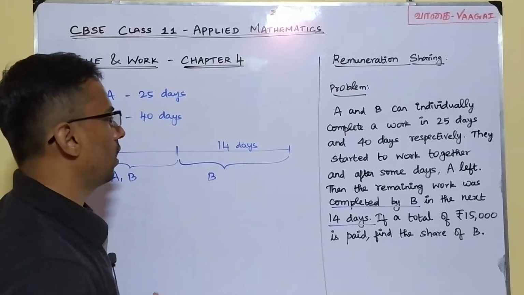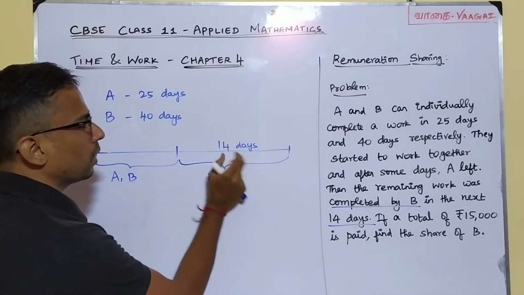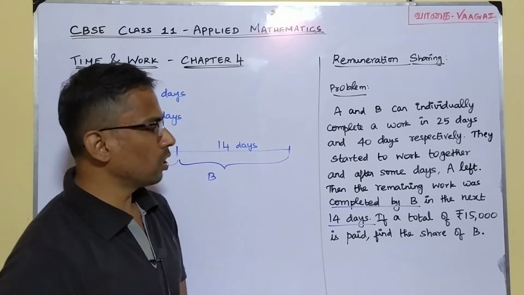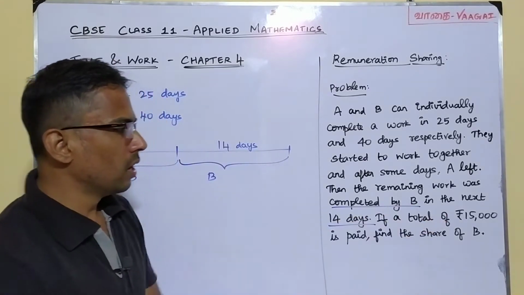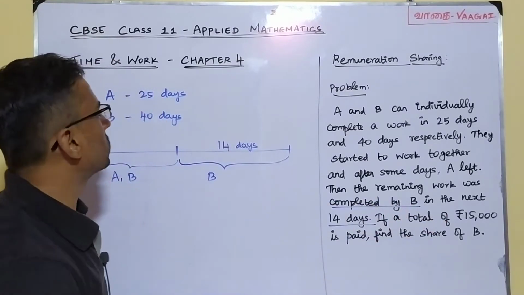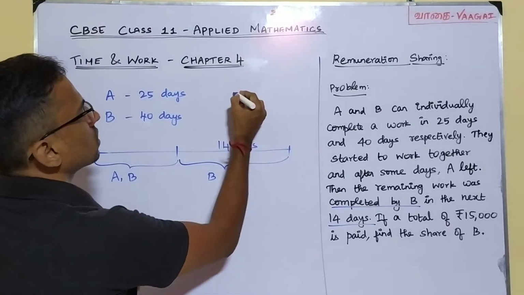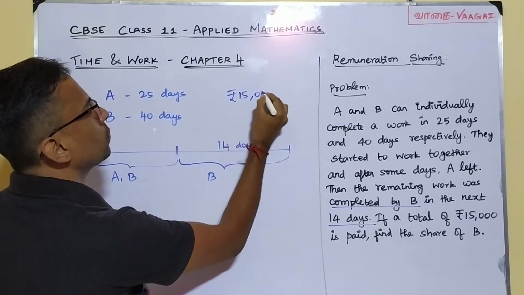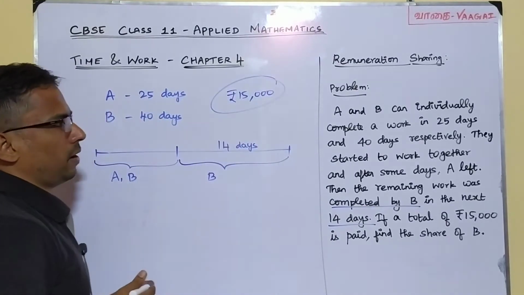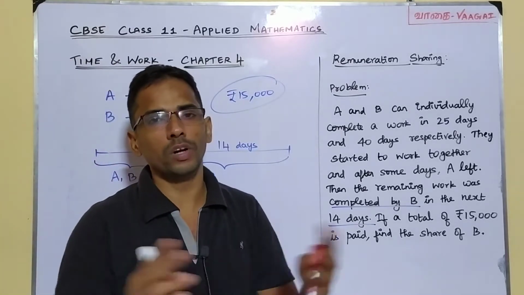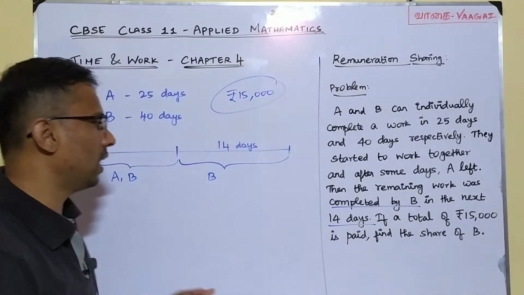But we are not sure about how many days this first part consists of. And B is completing this remaining part in 14 days. That's it. And what is the total money they are paid? They are paid a total of 15,000 rupees. I will take this 15,000 somewhere here. And after that they are going to share. What is the share of B? This is going to be the entire question.